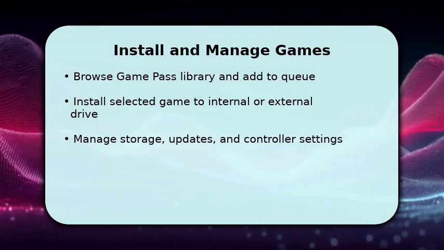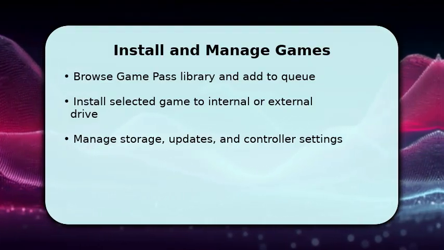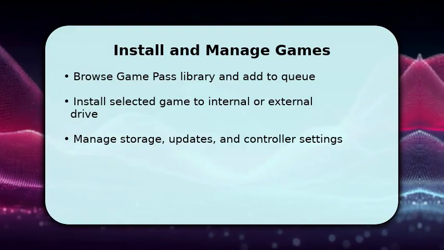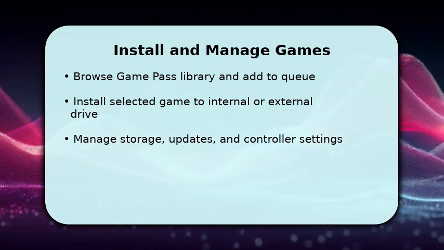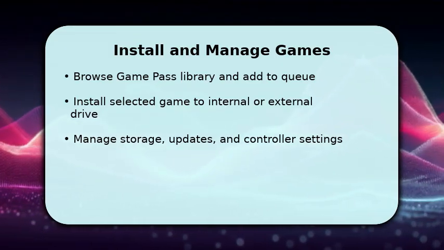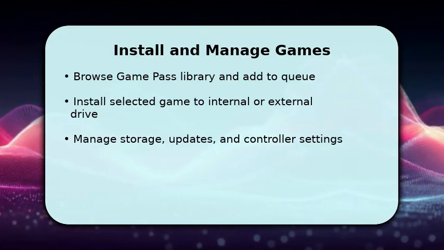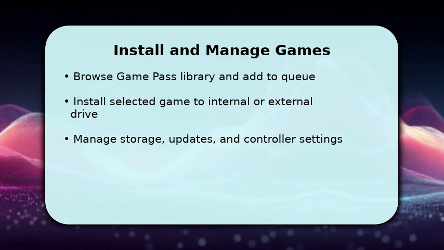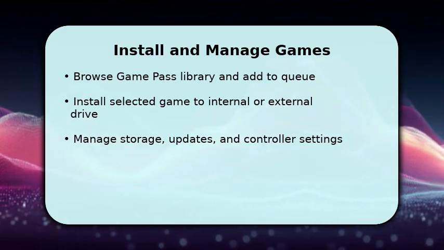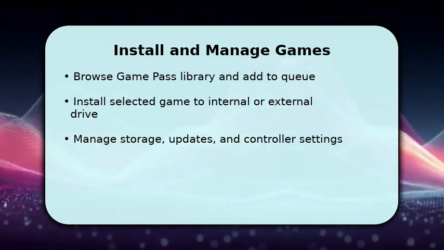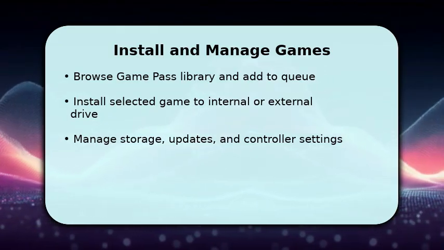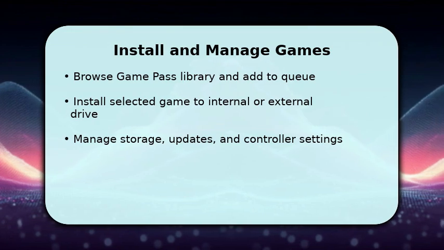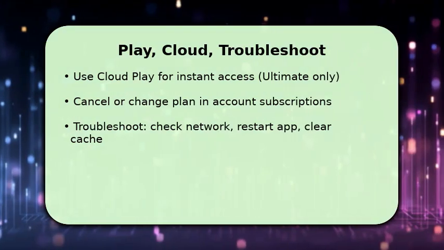Once you choose a game, pick the install location, internal SSD for faster load times or external drive for capacity, and start the download. Make sure automatic updates are enabled so games stay current, and configure controller bindings or accessibility options as needed. If you're on PC, verify Xbox app settings, an optional Game Pass PC app, before you launch the game, and, if you have Ultimate, consider Cloud Play to start instantly without waiting for downloads.